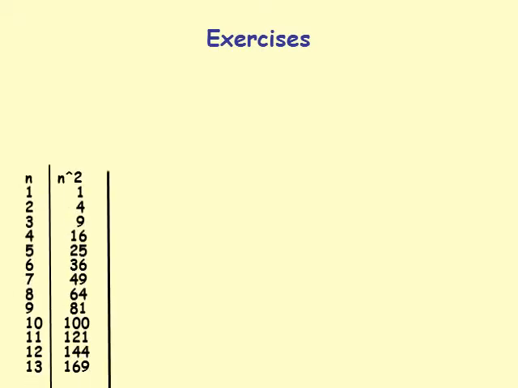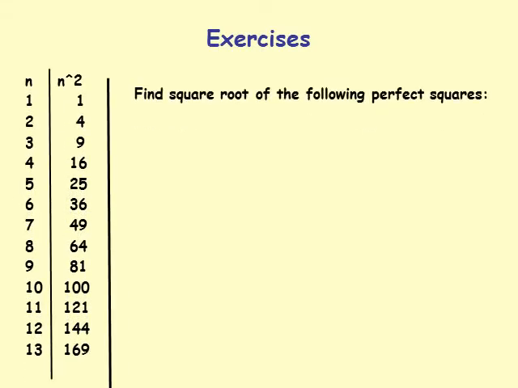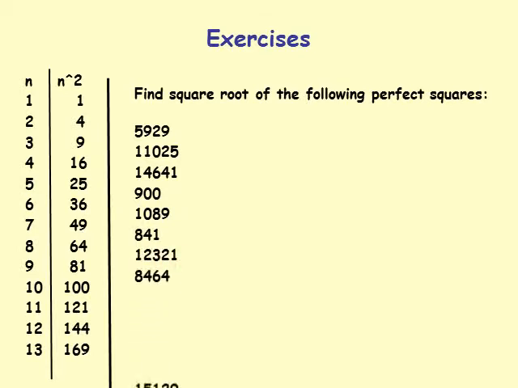Let's look at some exercises. Find the square root of the following perfect squares. 5929, 11025, 14641, 900, 1089, 841, 12321, and some more.